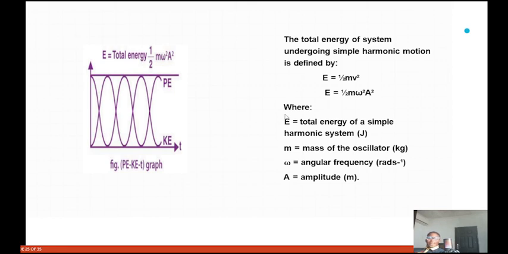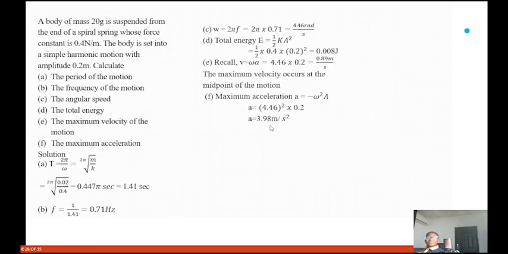So what is our E? Total energy of the simple harmonic system. M is our mass of the oscillator. Omega is the angular frequency, right? And A is the amplitude. And then you can get your energy. Then this is our example to understand all what we have been saying.